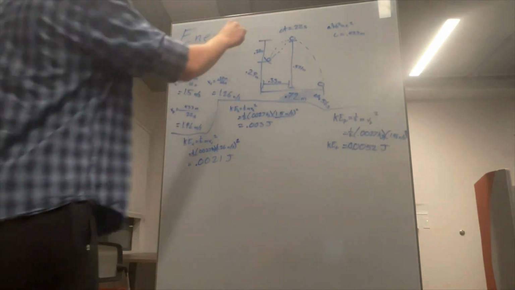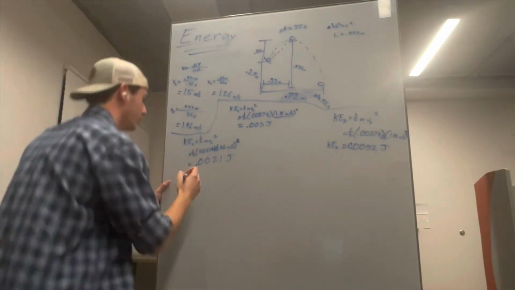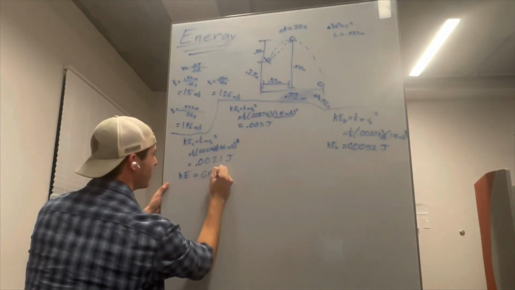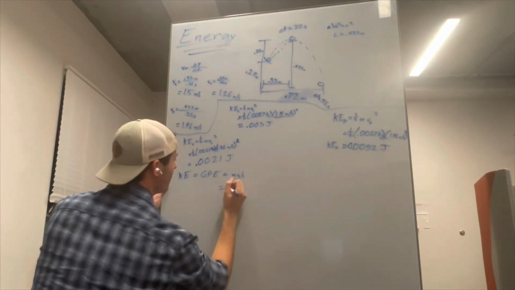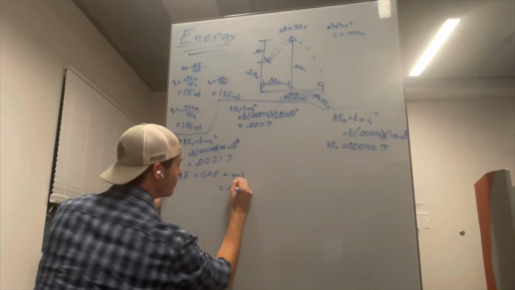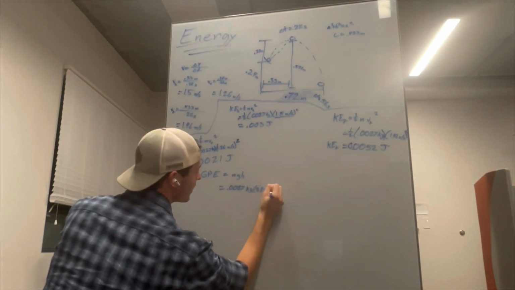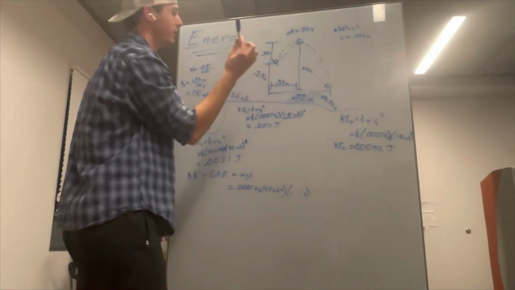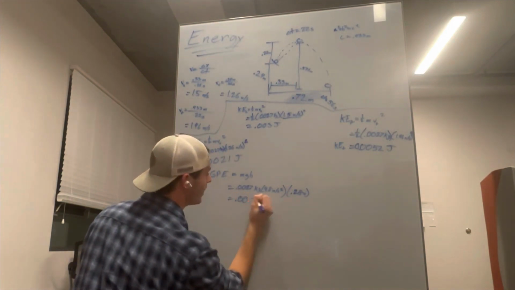And we know that all of this vertical kinetic energy turns into gravitational potential energy. So kinetic energy is equal to gravitational potential energy, and gravitational potential energy is equal to mgh. We know the mass of the ping pong ball is 0.0027 kilograms times 9.8 meters per second squared, which is the acceleration of gravity, and the height is 0.28 meters, and this value turns out to be 0.007 joules.